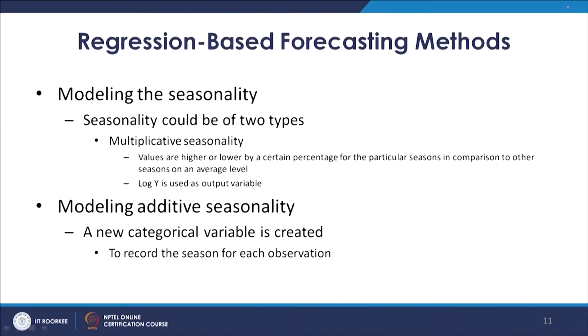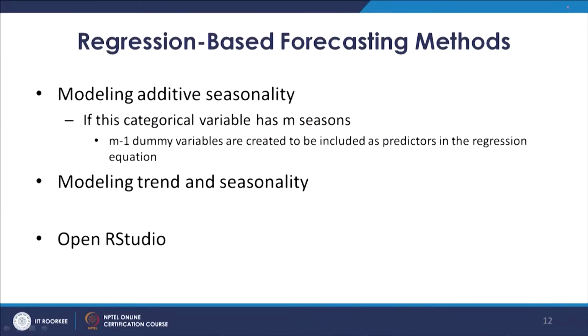First thing, we need to create a new categorical variable. The main idea about creating this categorical variable is to record the season for each observation. So, for each of the observations in the time series, we would like to note down the season for that observation, the way we can name it, the way we can identify it. Once that is done, there are going to be a number of seasons for the specified period of the time series.